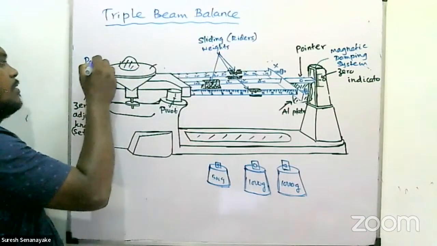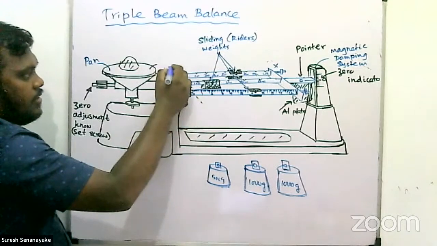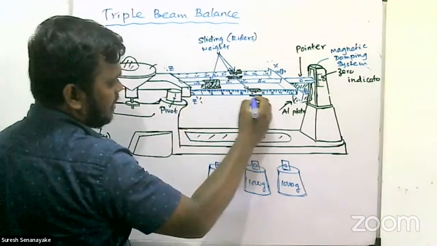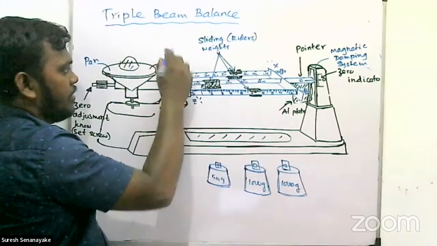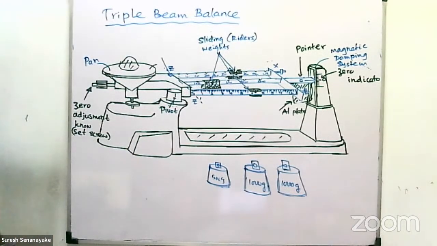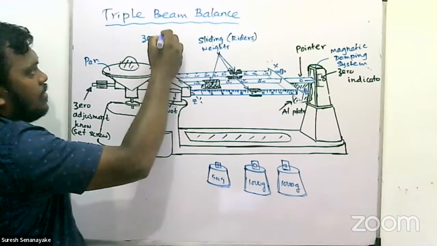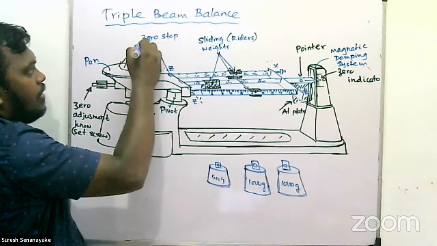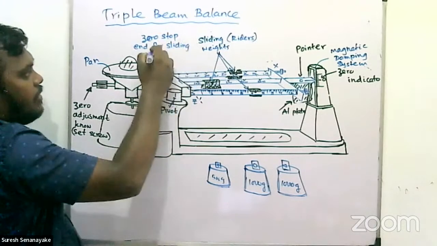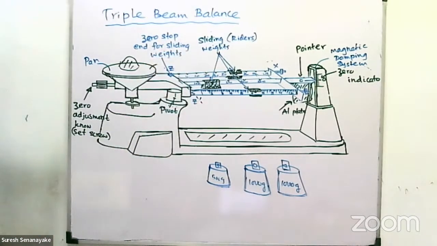Dynamic pain. There are zero positions here. When this becomes a line, this is the zero. These masses are considered as that. Then we call it the zero stop for sliding weights. Zero stop for sliding weight. So it cannot go beyond that.